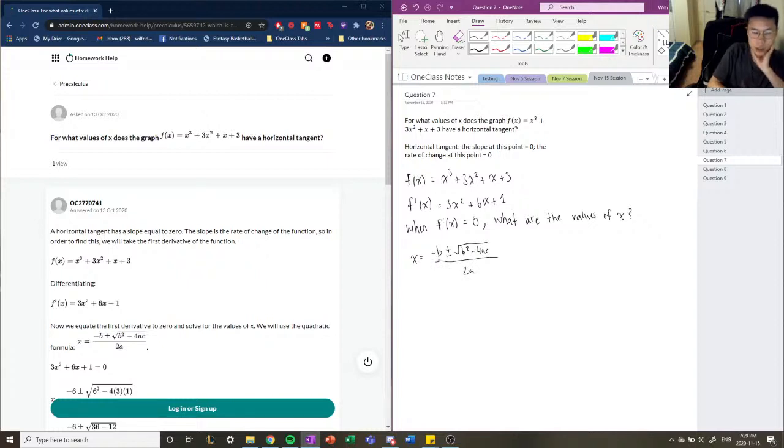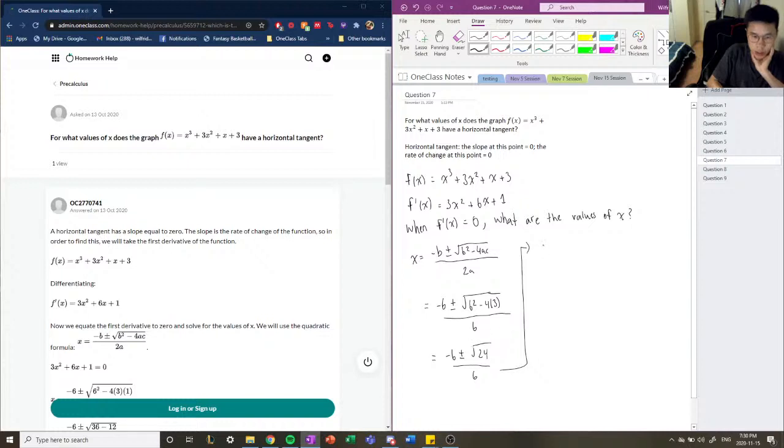Okay, cool. So solving for this equation will give us the values of x where f prime of x will equal 0. Okay, so we're going to plug in our coefficients. So negative b is -6 plus or minus the square root of 6 squared minus 4 times a, which is 3, times 1, which is 4 times 3, divided by 2a, which is 2 times 3, which is 6. Okay, so -6 plus or minus 36 minus 12 is the square root of 24. 36 minus 12, 24. Okay, divided by 6.